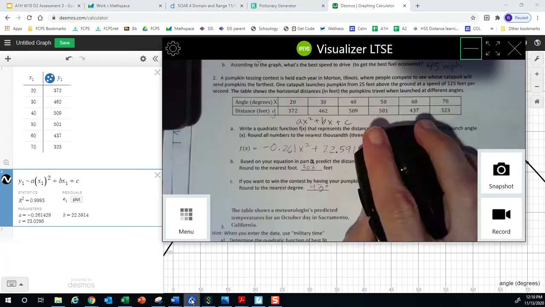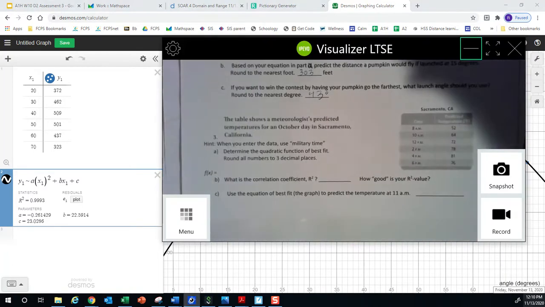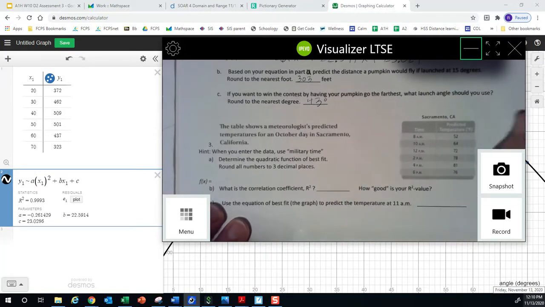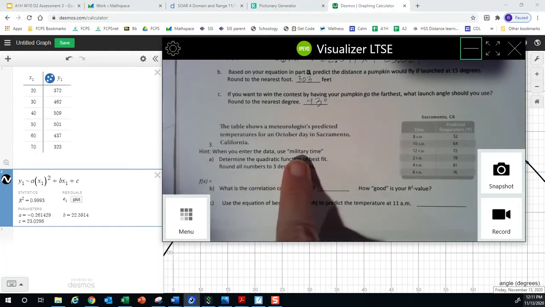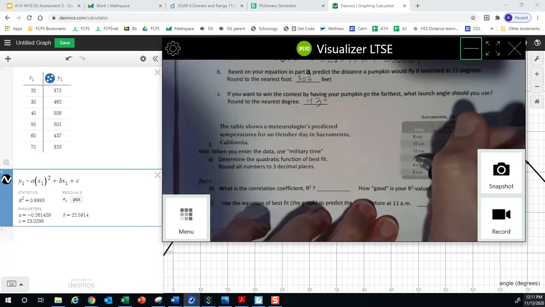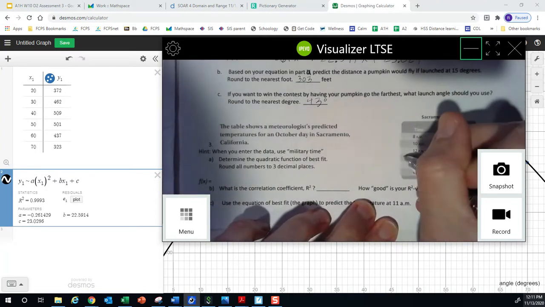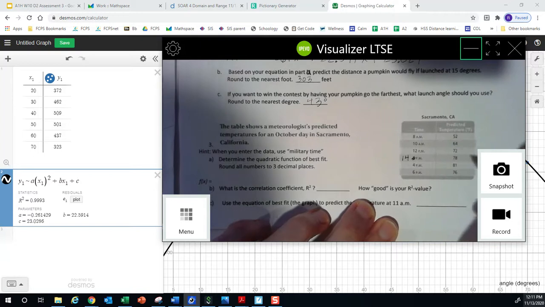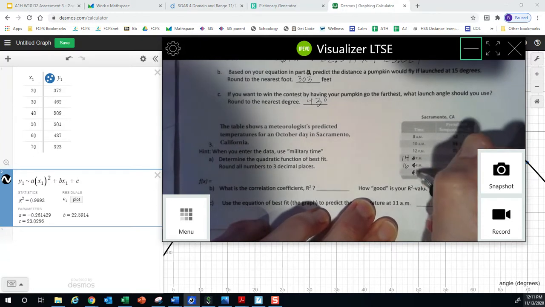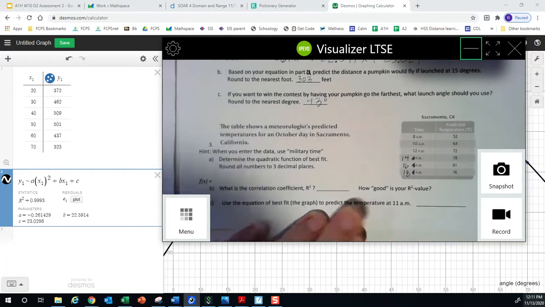And this last one is more for you to do. The meteorologist table here predicts the temperatures for an October day in Sacramento, California. My hint is when you enter the data, make sure you're using military time. So instead of 8, 10, 12 a.m., we're going to make 2 o'clock 14 o'clock. This would be 16, and this would be 18, okay?